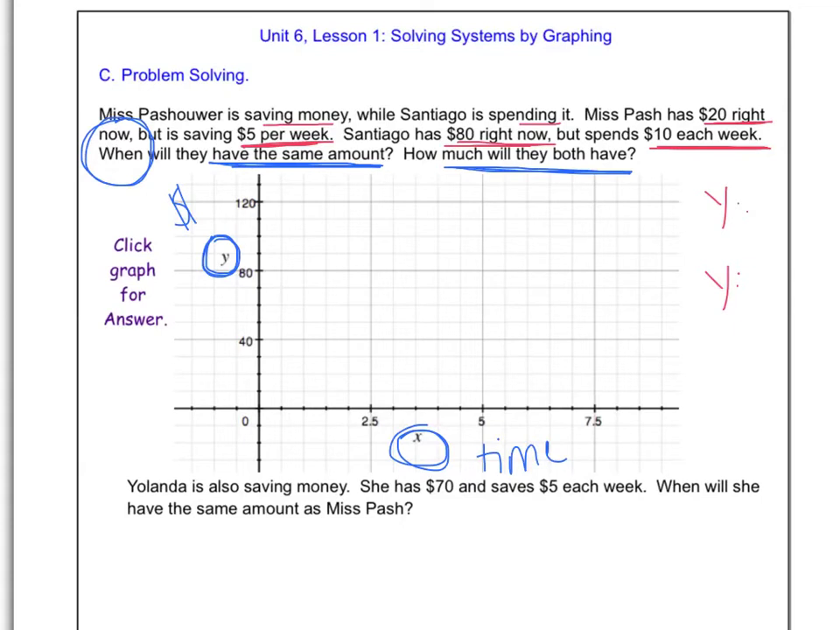When you're done with those two guys, I want you to add a third situation. Okay, I have Yolanda. She is also saving money. She has $70 right now and saves $5 a week. When will she have the same amount as Ms. Pashour? So try and put all three of these people on the same graph and take a look at what's going to happen there. Pause, give it a try, and come back to me when you're all done.